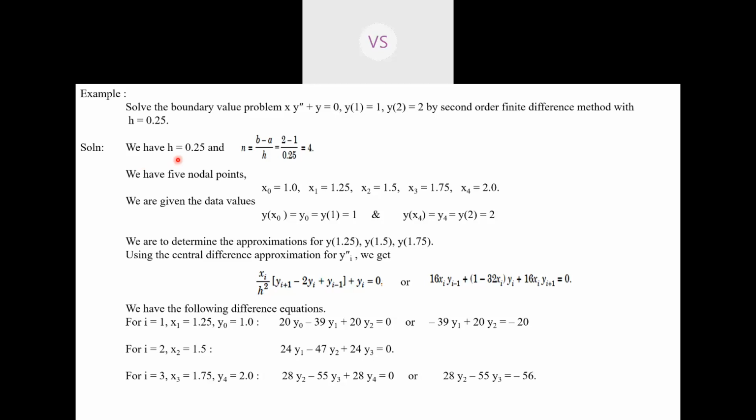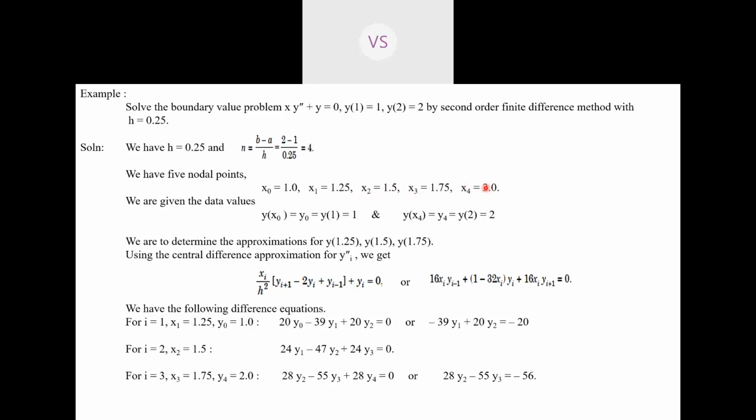Okay, and we can find the number of steps required. So n is equal to b minus a upon h, which is equal to 4. You call it the number of nodes, it is equal to 4. So you will have 5 nodal points. Initial point is x0. Okay, x1, add 0.25 to this, you'll get x1 as 1.25. Again add 0.25, you'll get x2 as 1.5. Then x3 as 1.75 and x4 as 2.